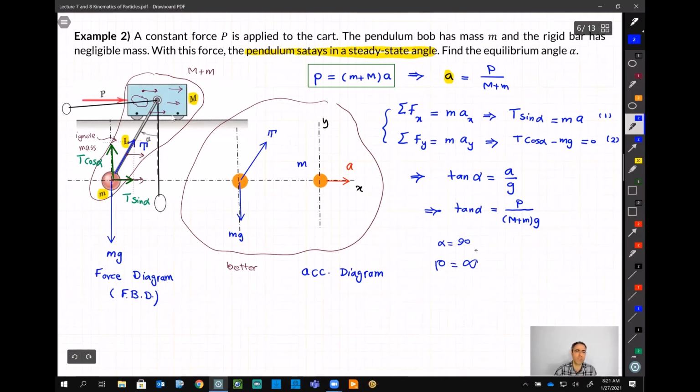But this question tells us to solve it as a general thing and find the relation between P and alpha. Are we good, guys? Or still unclear? Good? I'm going to check the chat one more time. Okay, great.